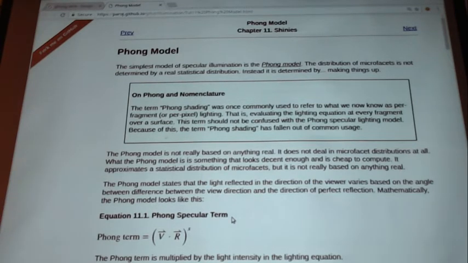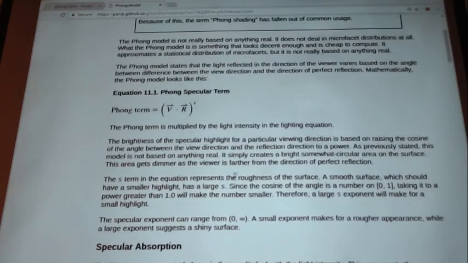But if your surface is scattering the light a bit, then you'll still see some even if you're outside of it. So the Phong term has this exponent here, s. And s is approximately the roughness of the surface. The s term represents the roughness of the surface. A smooth surface, which should have a smaller highlight, has a large s. Large exponent makes for a small highlight, not very much light scattering.